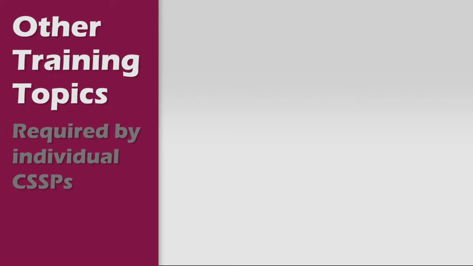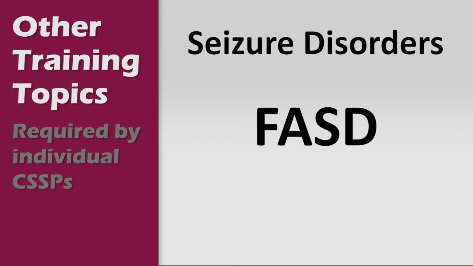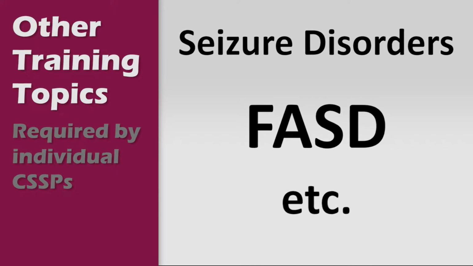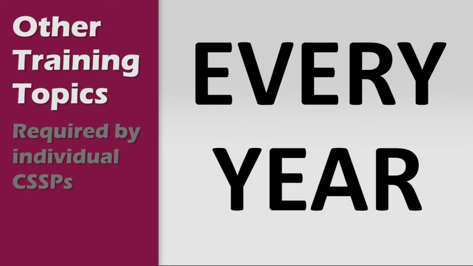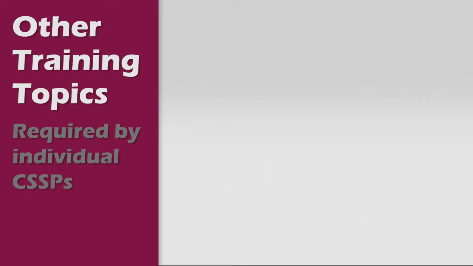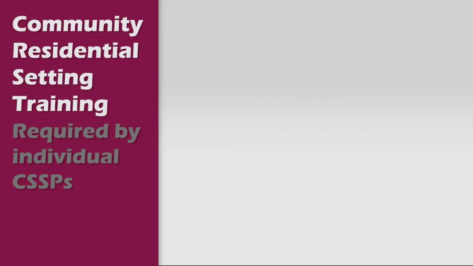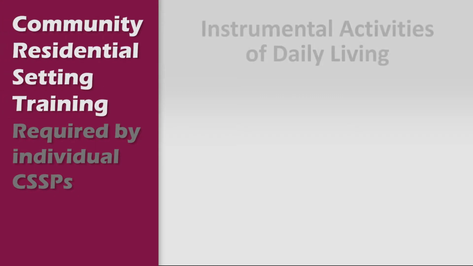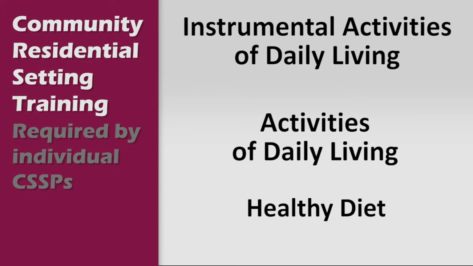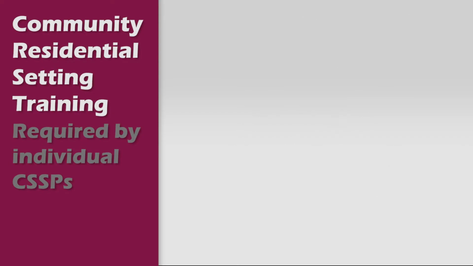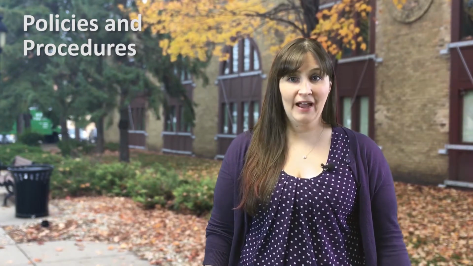Next, those training topics that are required by the person's CSSP. Maybe again, it talks about staff need to be trained on seizure disorders or fetal alcohol spectrum disorders or anything else. If the CSSP says that staff need to be trained on a topic, they need to be trained on that topic every year. The next area is if, again, that CSSP talks about that community residential setting training, which included IADL, ADL, and healthy diet. If the CSSP or CSSP addendum says they need those topics, then yes, you need to do that every year. Policies and procedures, you need to train your staff as they are revised.